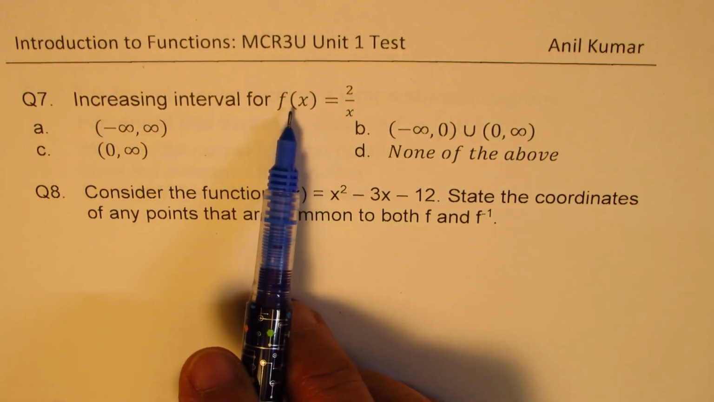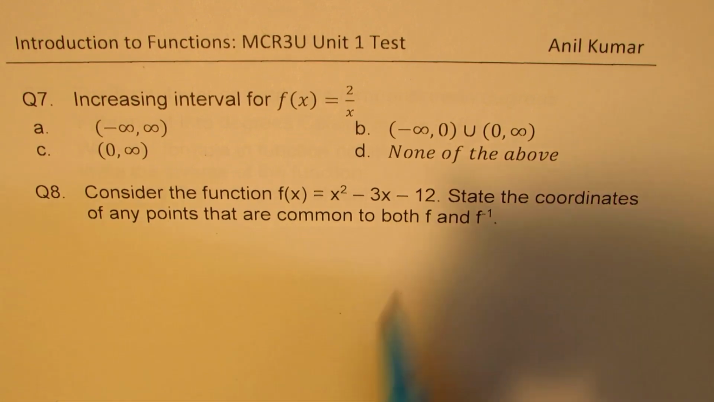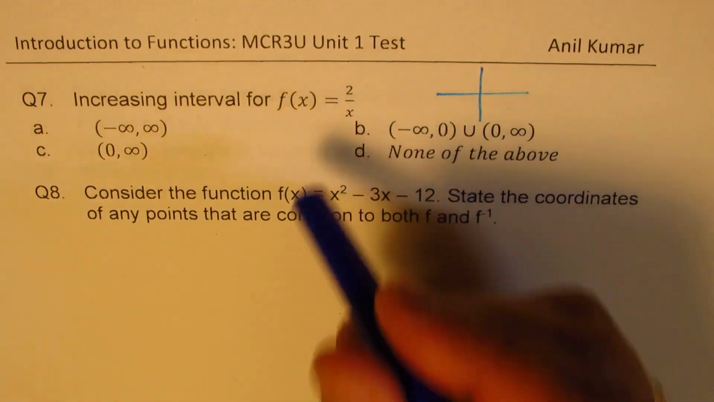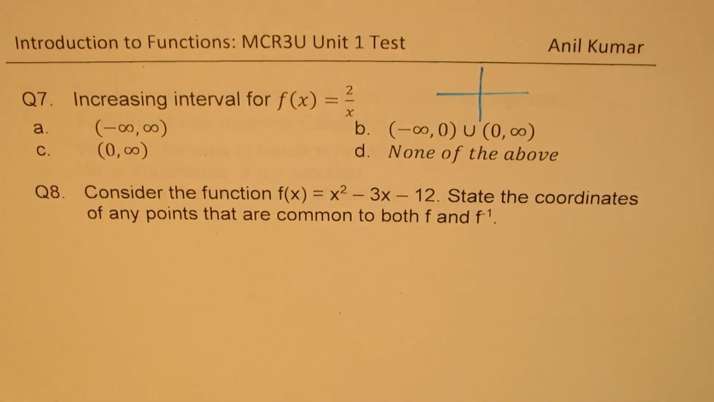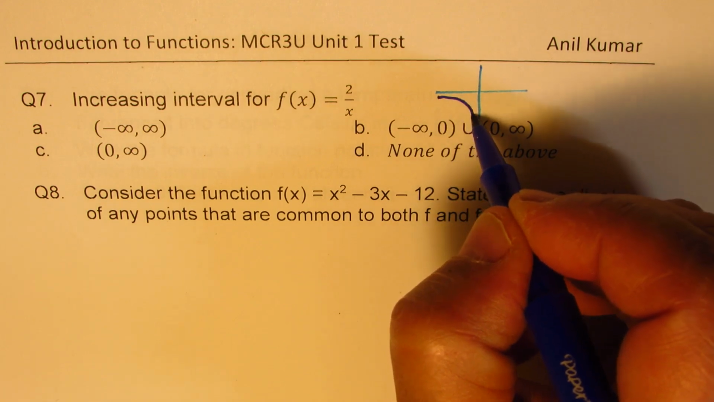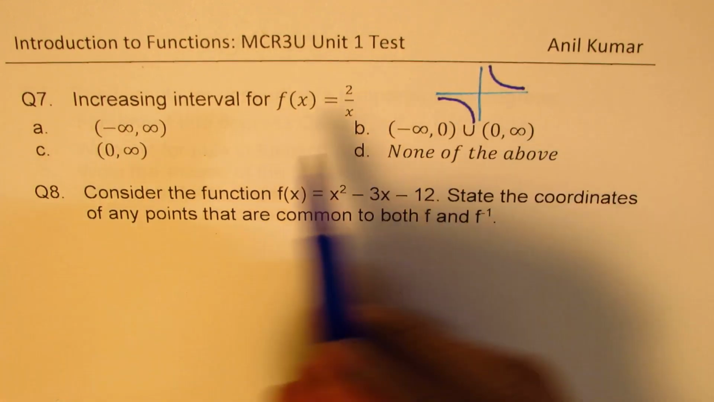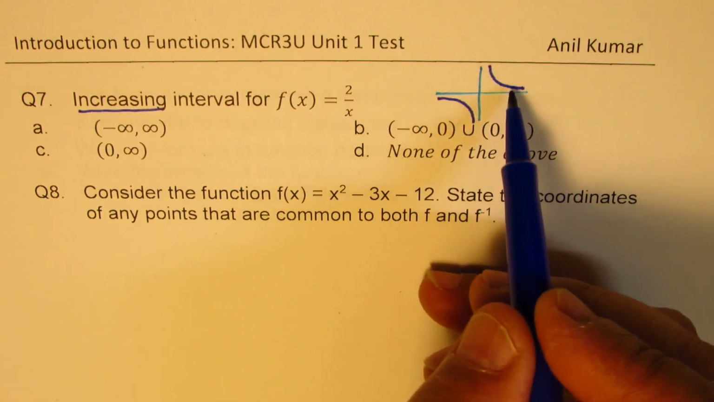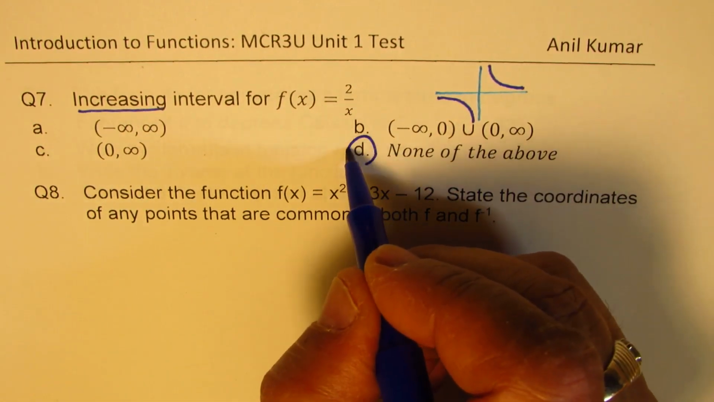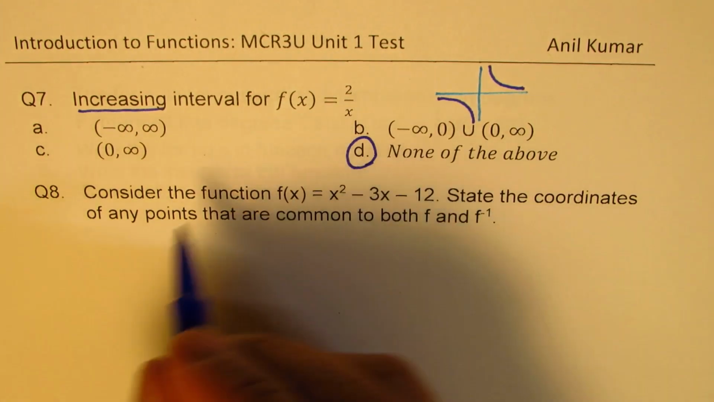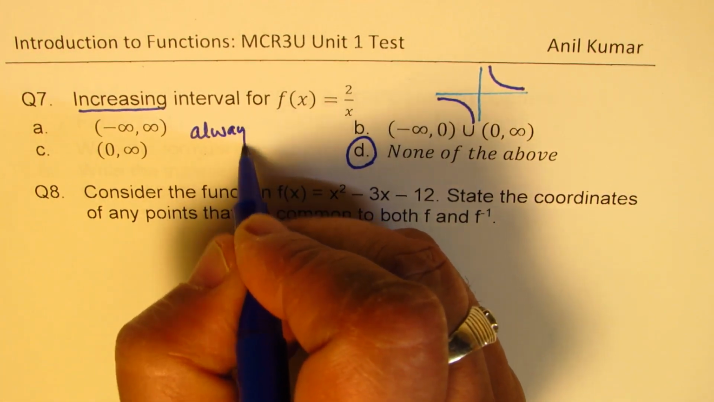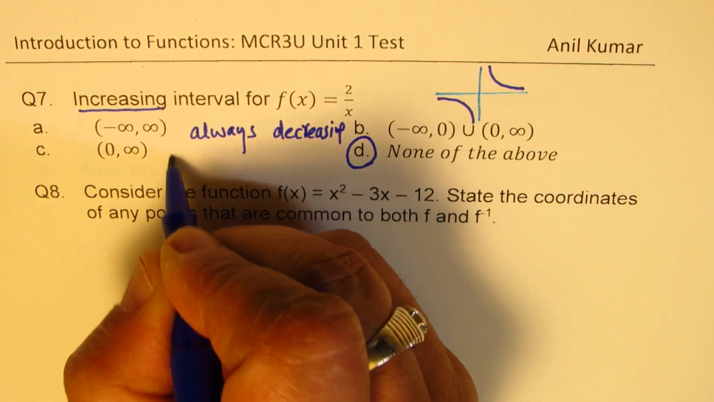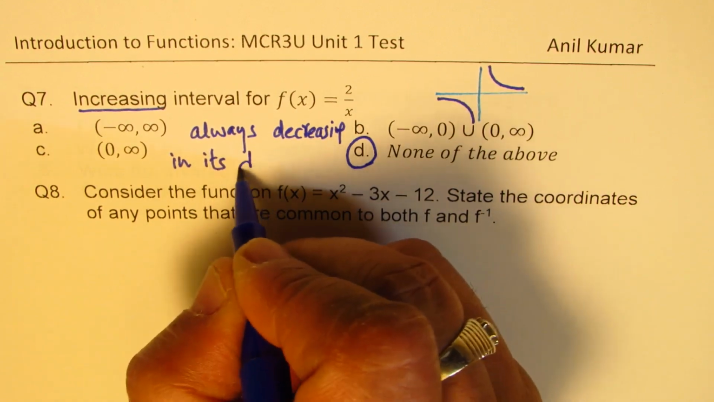Increasing interval for f of x equals to 2 over x. Now, a good idea here is to sketch a rough diagram for the reciprocal function. 2 over x means vertically stretched. However, the graph will be kind of like this, right? Now, we want increasing interval. It is actually decreasing. Do you see? It is always decreasing. Therefore, the answer is D, since this is always decreasing in its domain, right?